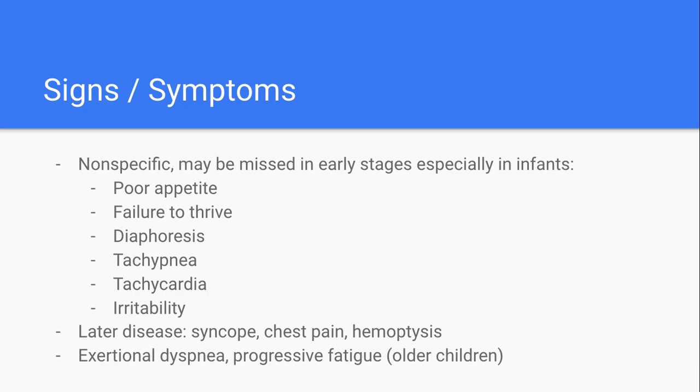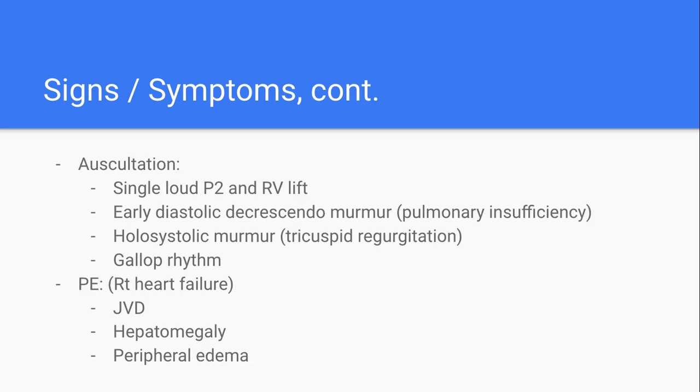Later on, they can develop syncope, chest pain, and hemoptysis, and in older children, they will have exertional dyspnea with progressive fatigue. On auscultation, you're going to hear a single loud P2 and also a right ventricular lift. You will also appreciate the murmur of pulmonary insufficiency, which is an early diastolic decrescendo murmur, and tricuspid regurgitation, which presents as a hollow systolic murmur. They can also have a gallop rhythm.